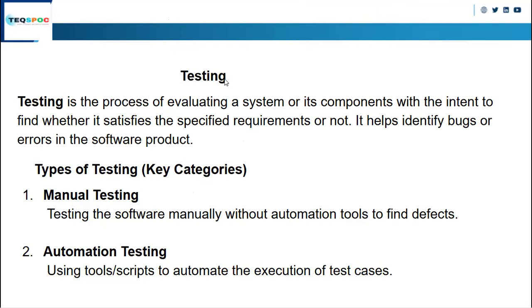So now, before jumping into testing, let me see what are the different types of testing basically performed in IT industries. The first one, everybody must have heard about, is manual testing. So basically, what is manual testing? This is the testing of the software manually, without automation tools, to find defects. Let me show you.